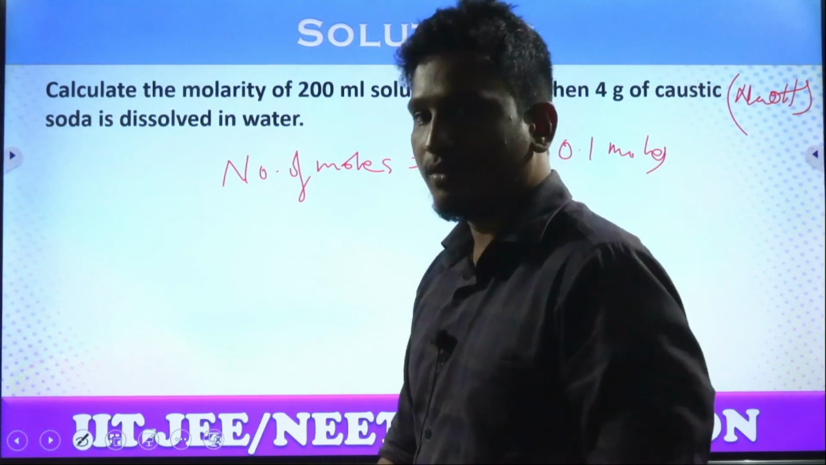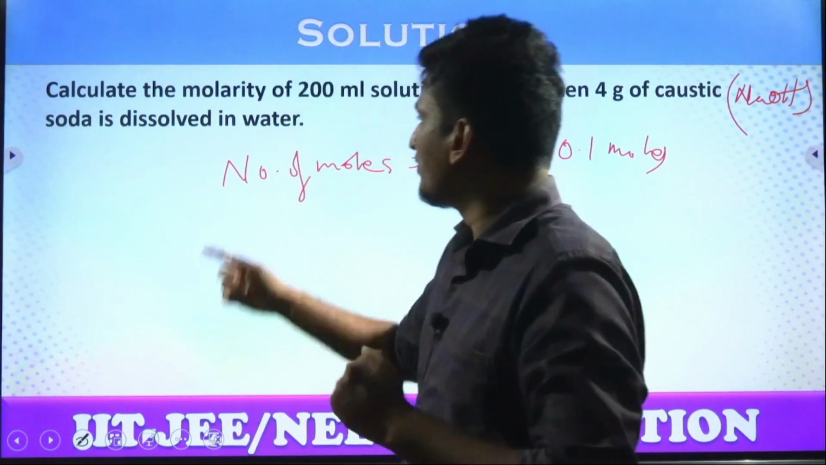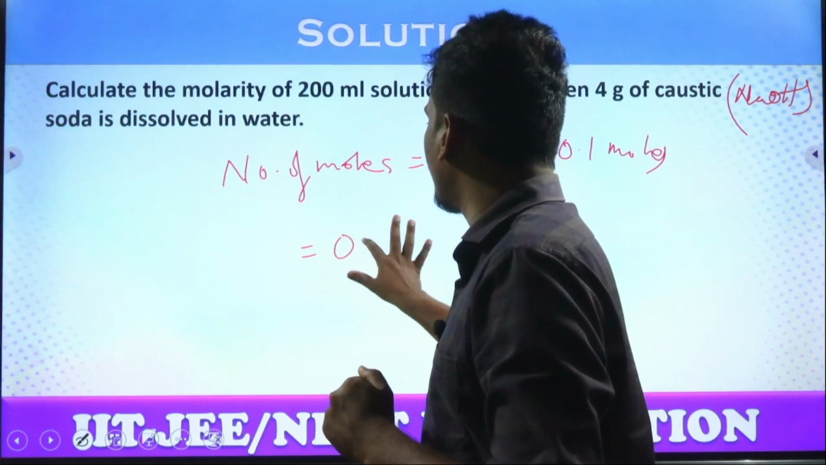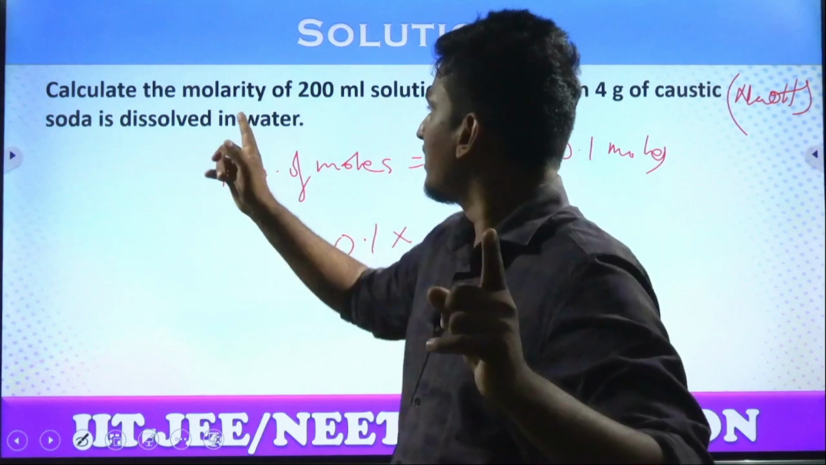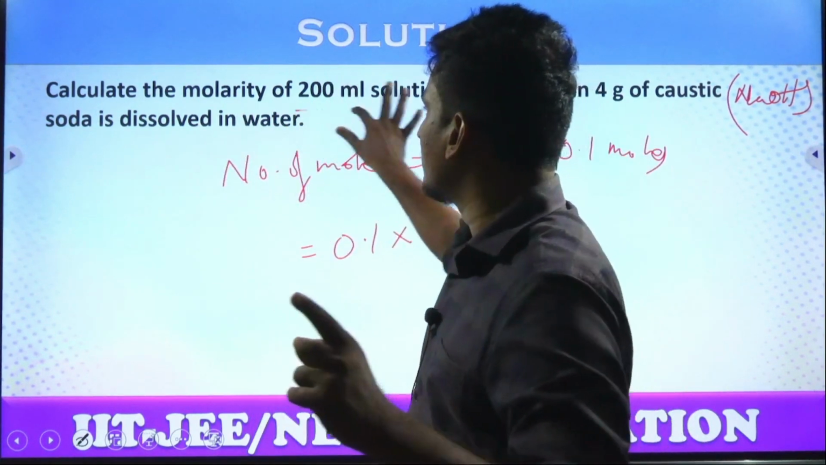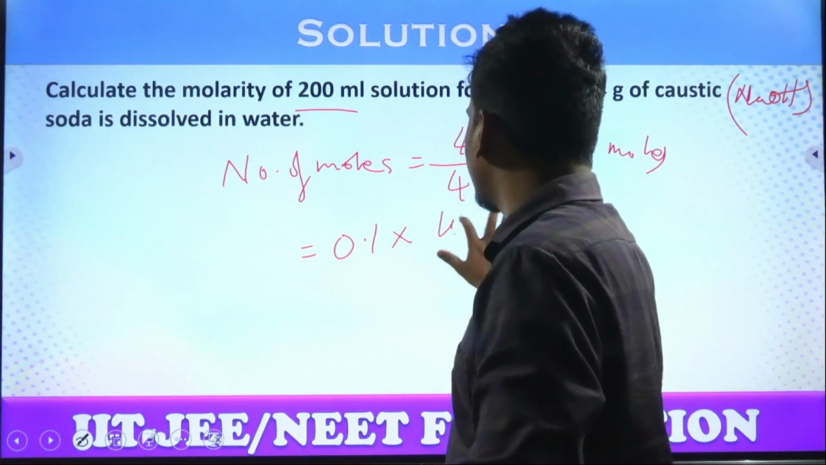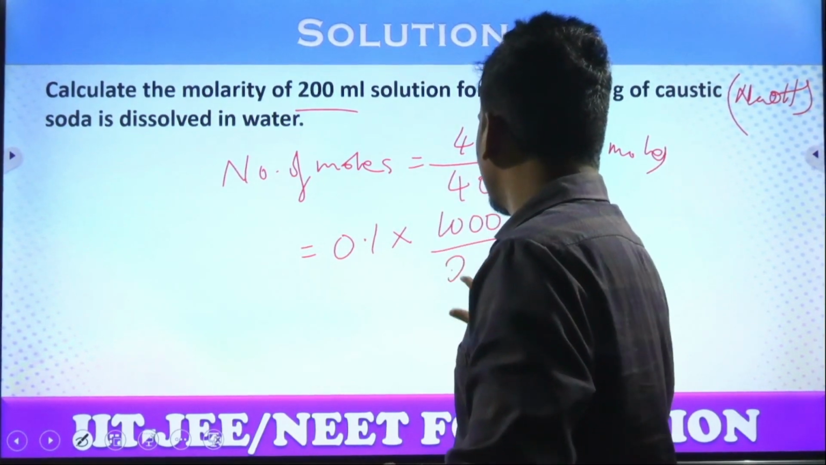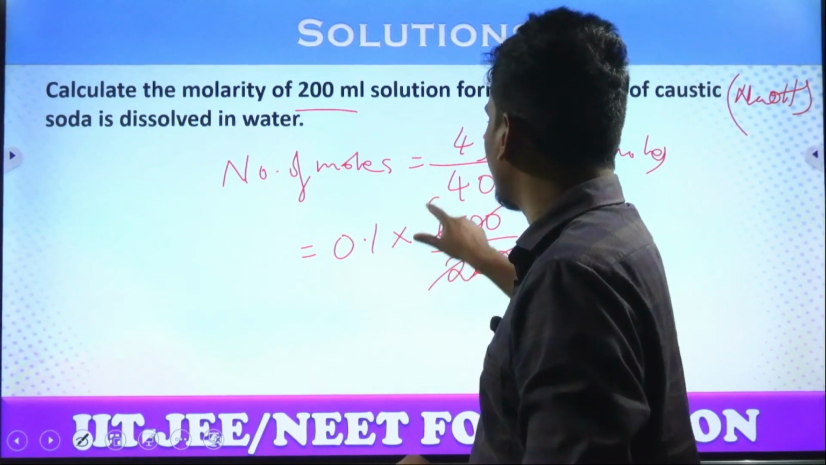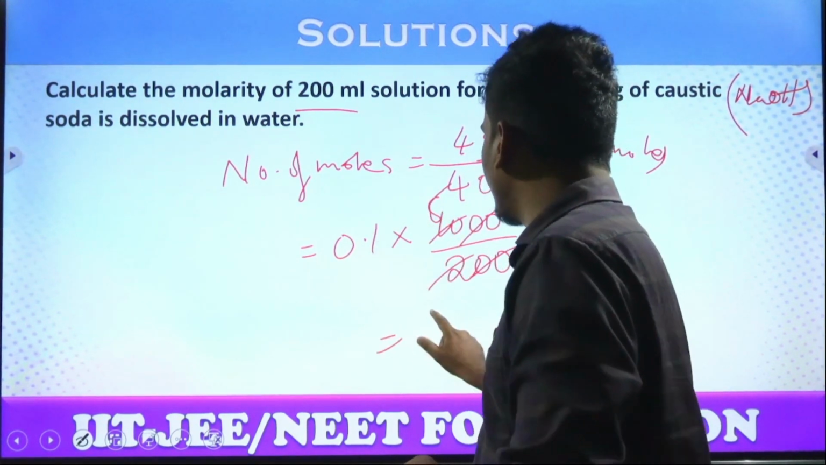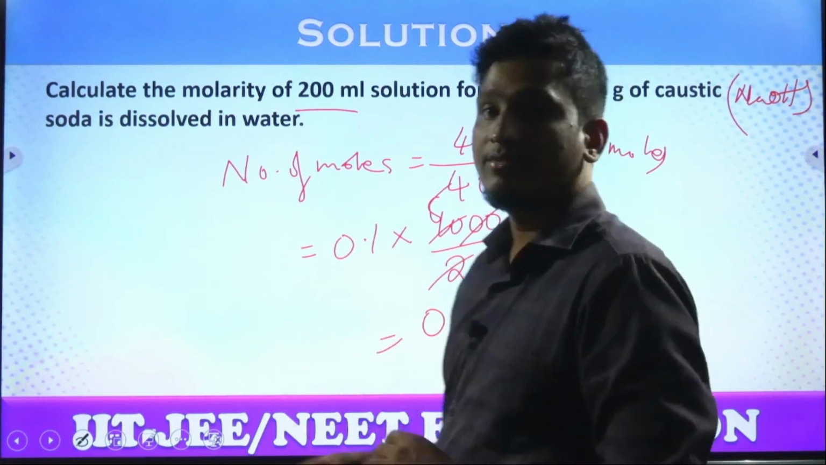Okay. According to the formula, what is the formula of molarity? Number of moles by volume. So here we got 0.1 moles into... and what is the volume factor? Given in ml. If the volume is given in ml, students, we have to multiply with 1000, right? 1000 by 200. That's it. In this expression, zeros will be cancelled out. How many times? 5 times. So 0.1 into 5, which is how much? 0.5 molar. Capital M. The unit will be capital M.